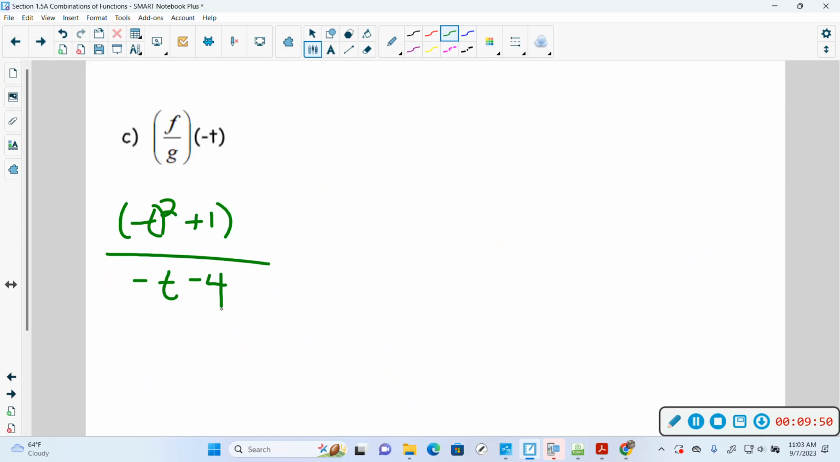Now, I can clean it up a little bit. Two negatives make a what? So I'm just going to put that as t squared plus 1 on top. Bottom I'm going to leave.